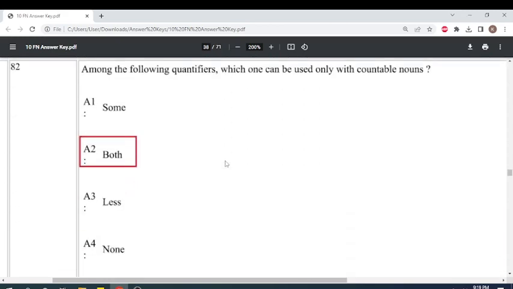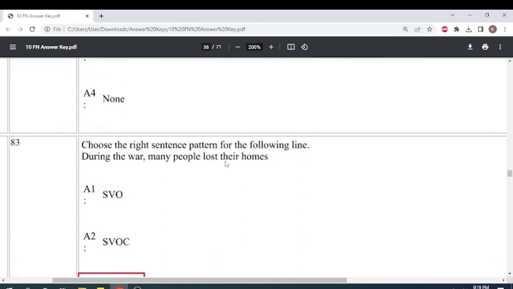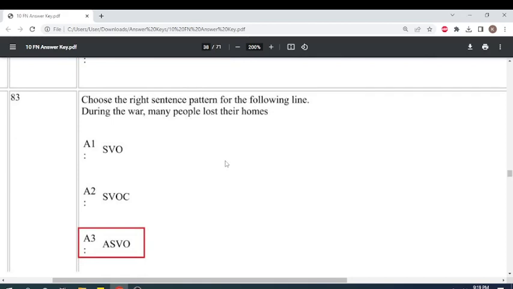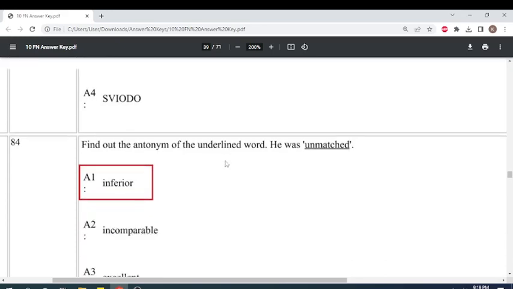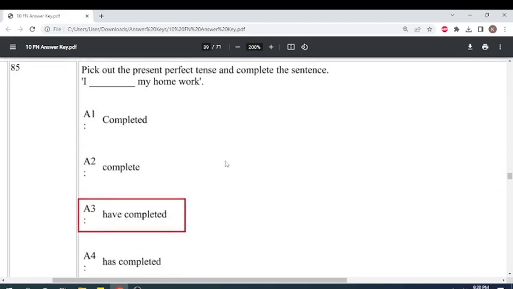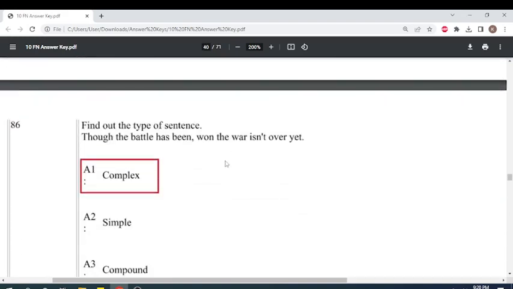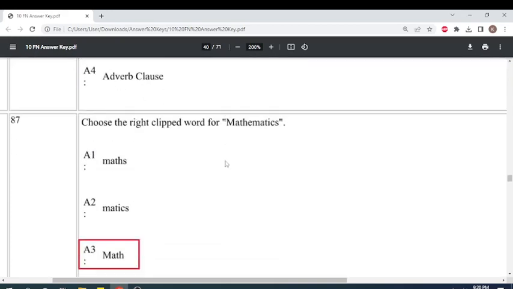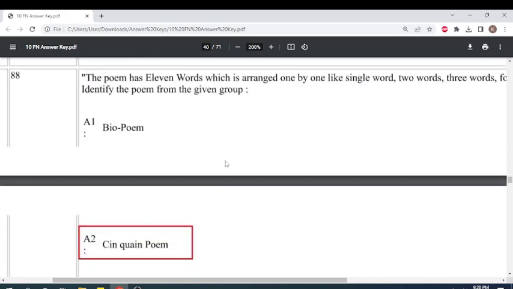82 question answer A2. 83 question answer A3. 84 question answer A1. 85 question answer A3. 86 question answer A1. 87 question answer A3. 88 question answer A2.